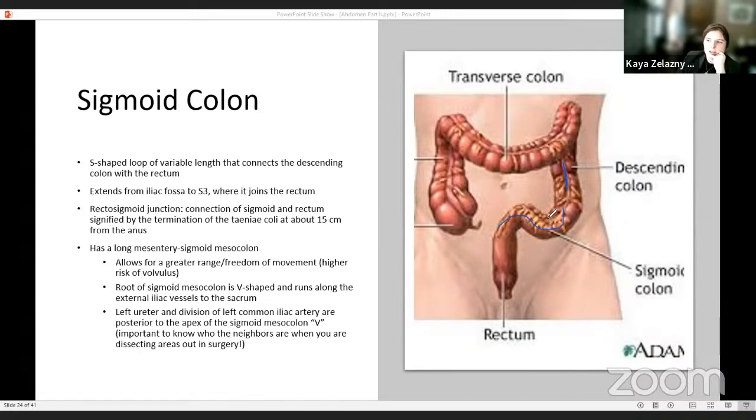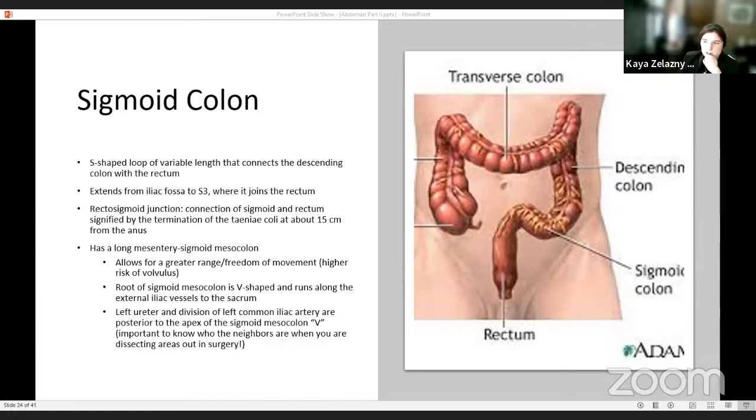When we look at the sigmoid mesocolon itself, so that mesentery for the sigmoid colon, we're going to notice that it's actually kind of V-shaped. And it's going to run along the external iliac vessels back to the area of the sacrum. And part of the reason we want to note that shape is that right posterior to the apex of that V of the mesentery going to the sigmoid colon, we're going to find our left ureter, as well as the division of the left common iliac artery.